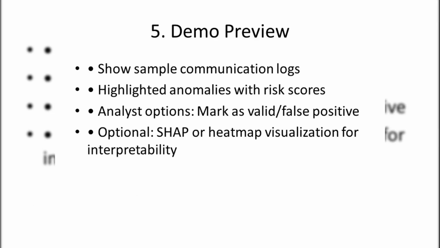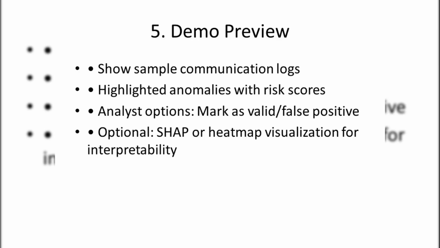In our demo preview, we will showcase sample communication logs with highlighted anomalies and risk scores. Analysts can mark entries as valid or false positives, with optional SHAP or heatmap visualizations to enhance interpretability. The final model uses unsupervised learning, such as isolation forest or autoencoder, to identify unusual communication behaviors.